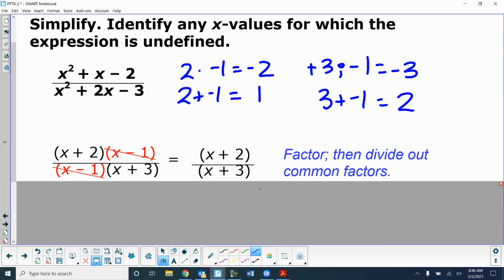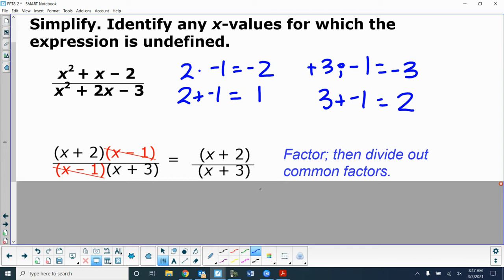Now, these x minus 1s, these factors, that whole thing, I can cancel. So once it's factored, when you get factors that are the same top and bottom, cancel them. So our answer, simplified, reduced, is x plus 2 over x plus 3. Okay? Does that make sense? So factor first when you have addition and subtraction. Then cancel factors that will be the same top, bottom.